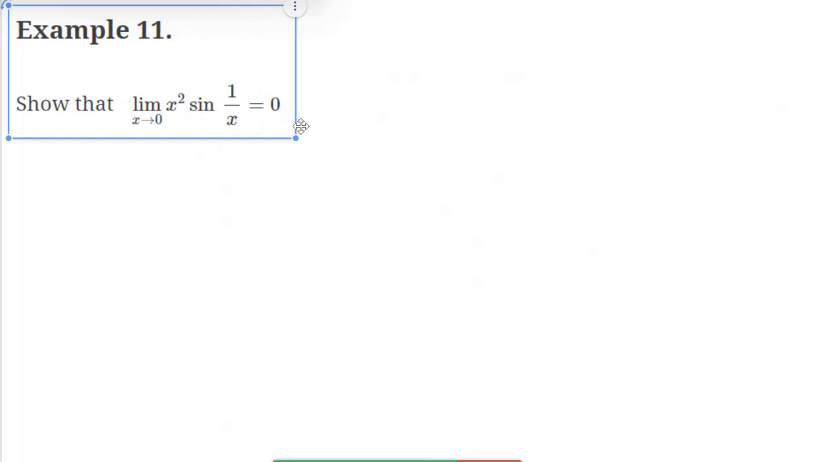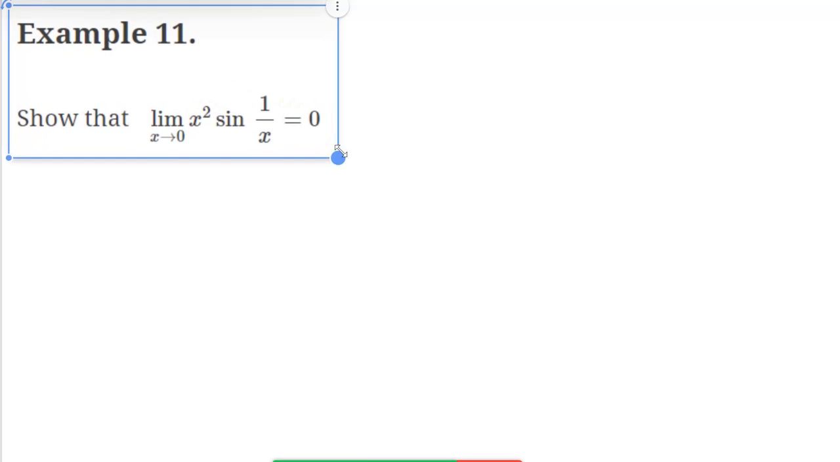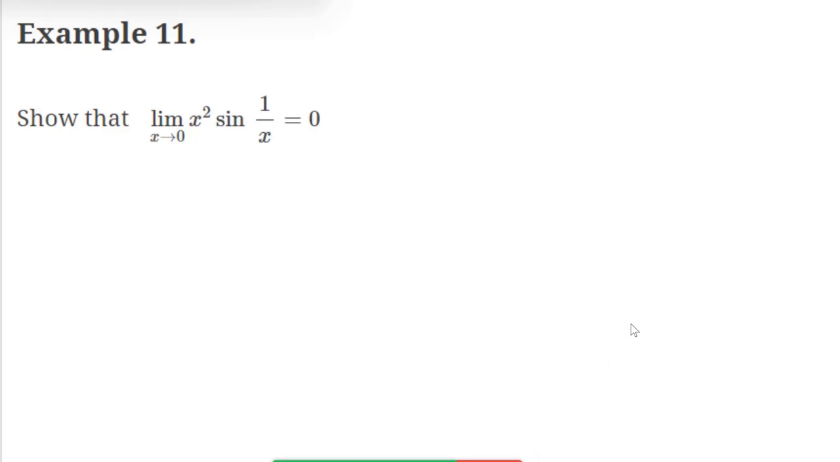All right, so let's look at this one. Can I just plug 0 into this problem? No. Why? Because if there is a 1 over x, and you plug 0 into the denominator, it's going to be undefined, so it's not going to work. We're actually going to use the squeeze theorem to figure this out.